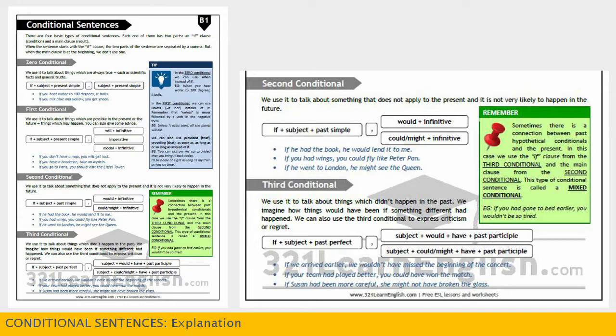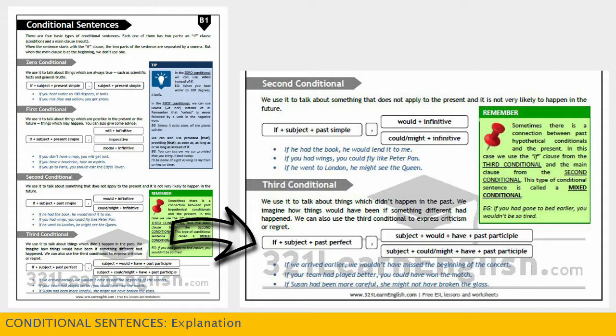We use the third conditional to talk about things which didn't happen in the past. We imagine how things would have been if something different had happened. We can also use the third conditional to express criticism or regret. Here we use the past perfect in the if clause and would plus have plus past participle or the modals could or might plus have plus past participle in the main clause.